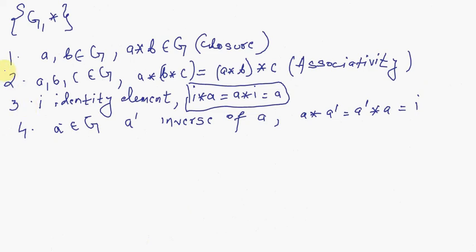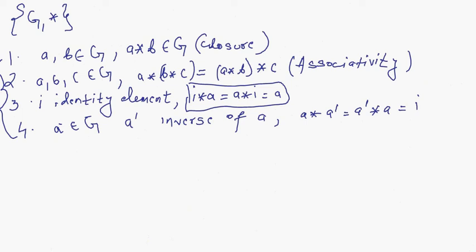If any set G along with a binary operator star satisfies these four axioms, then that set along with this binary operation would be qualified to be called a group.